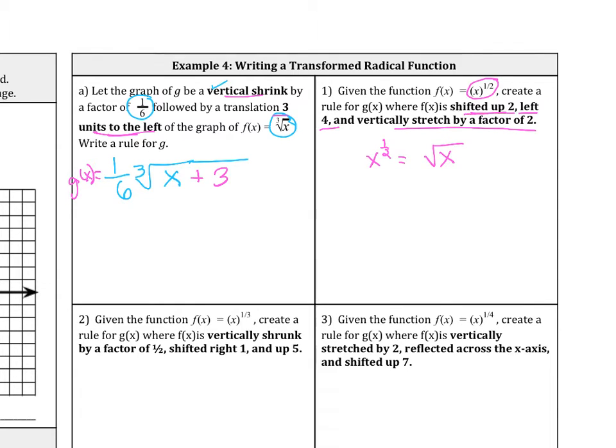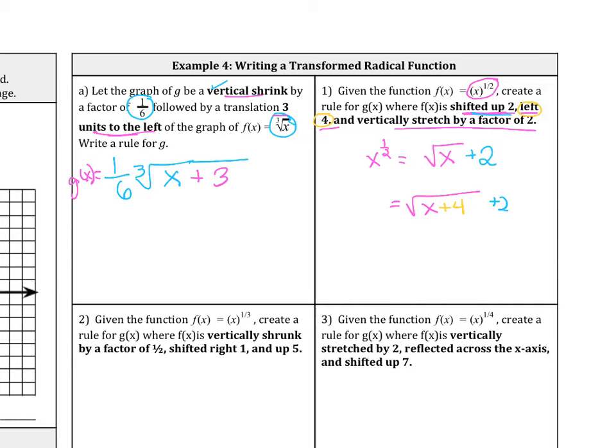Now we're going to shift it up 2, which means I'm going to add 2 to the very end. Now left 4, that is going to be inside. So let me write this over again. So square root of x, left 4 means plus 4. So remember, left and right is inside. And then we'll write the plus 2.